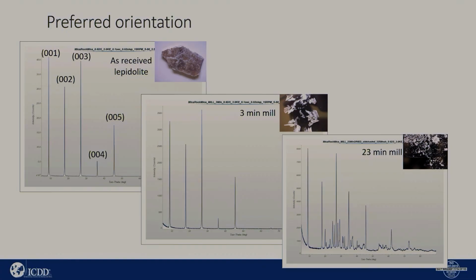The problem can be, when you mill a material for 23 minutes, you do other things to the sample. You introduce defects into the sample. You might even change the polymorph of the sample. So you have to find a balance. Preferred orientation can be problematic when you're trying to identify phases.